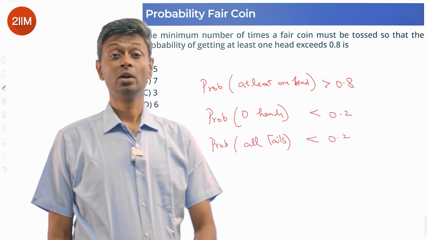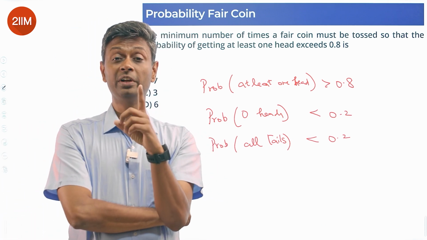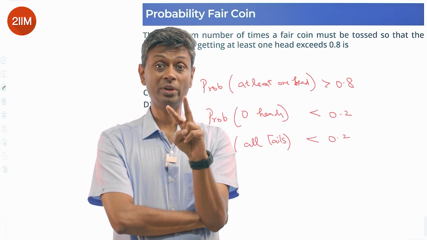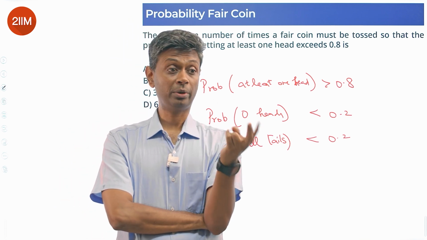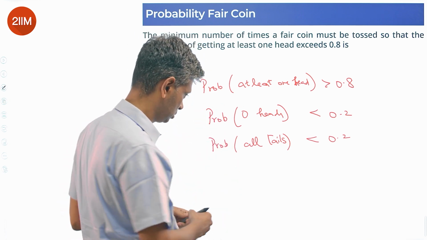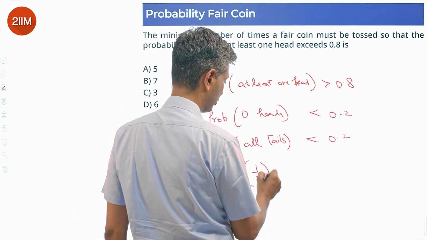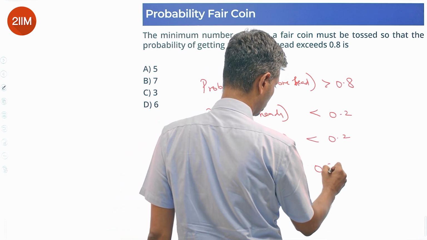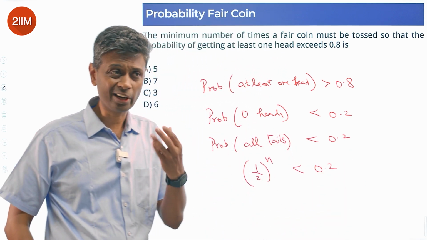If you're tossing it once, probability of getting a tail is 1 by 2. Probability of getting both tails in two tosses is 1 by 2 into 1 by 2. Three times, 1 by 2 into 1 by 2 into 1 by 2. So 1 by 2 power n is less than 0.2. What is the smallest n that satisfies this?